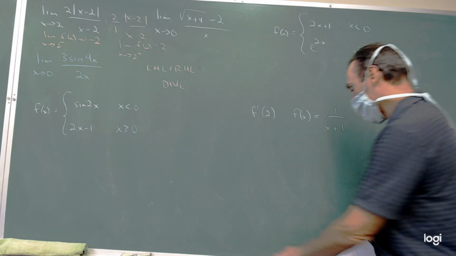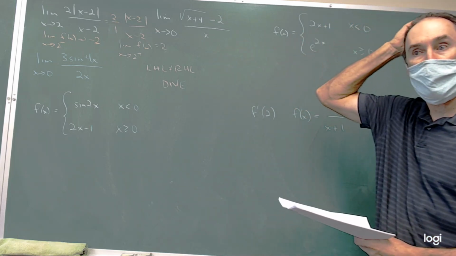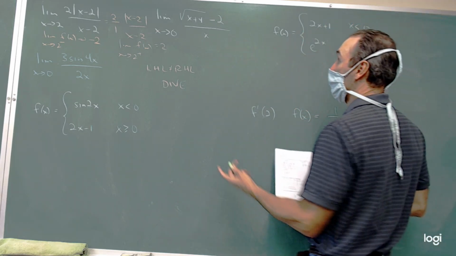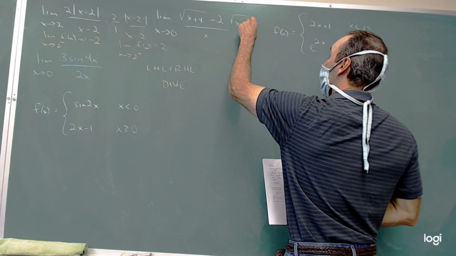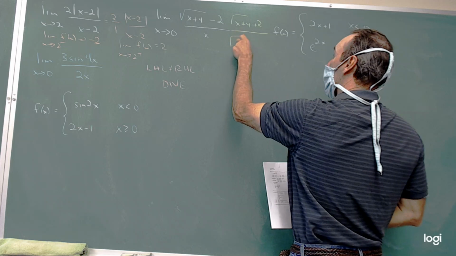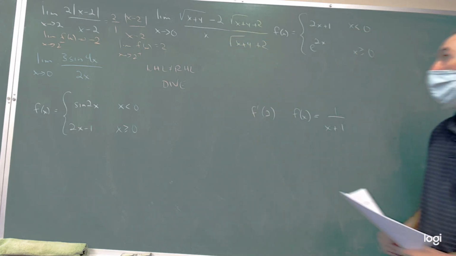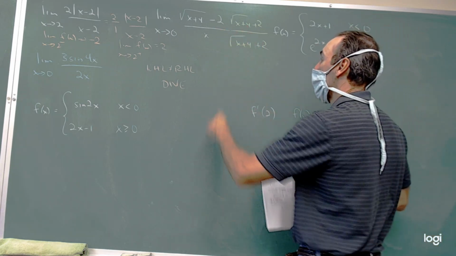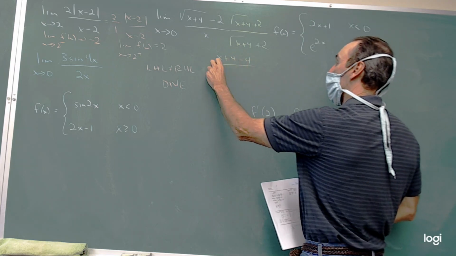Okay, the next one, if you directly substitute in 0, you again get 0 over 0, which is indeterminate. The trick here is to rationalize the numerator. So we're going to multiply top and bottom by the square root of x plus 4, plus 2. In the numerator, that's going to give us the difference of two squares, which removes the radical: x plus 4 minus 4.